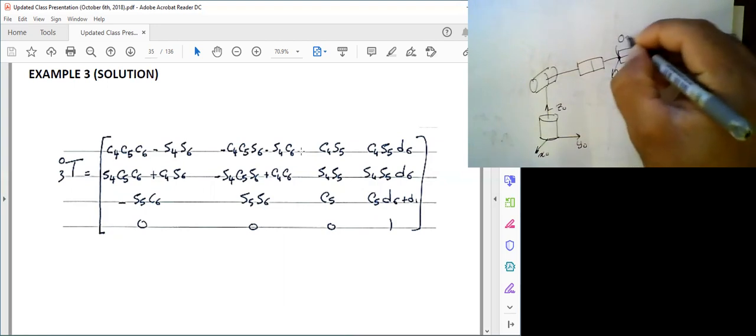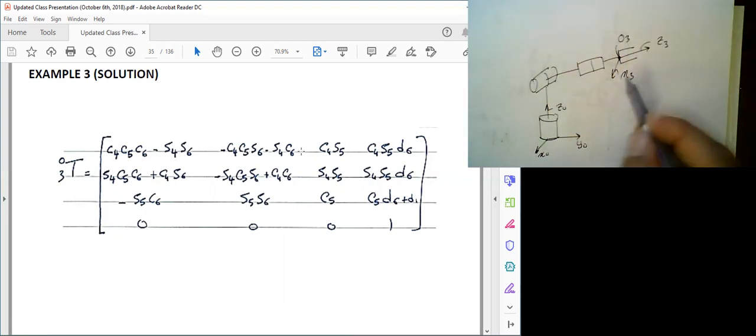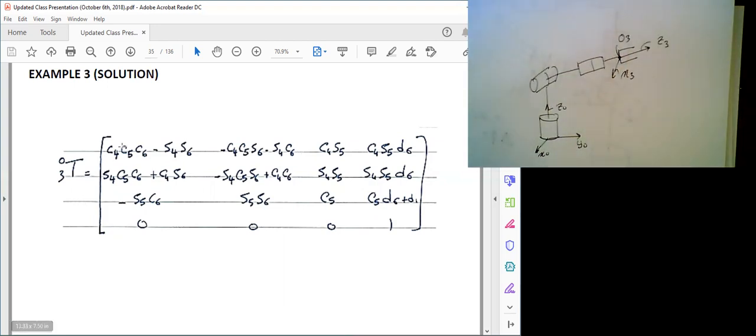Okay, and then this is my o3. So this is what we have here. And this is my DH transformation right here. Okay, let's look into the first column up here. What does the first column mean?